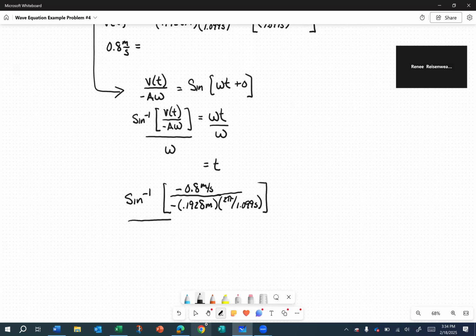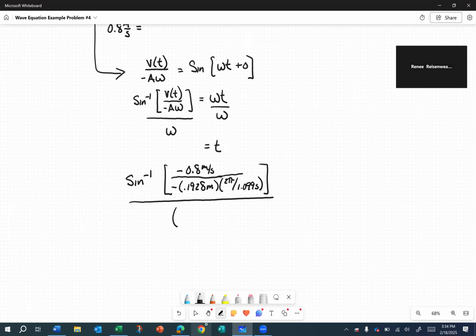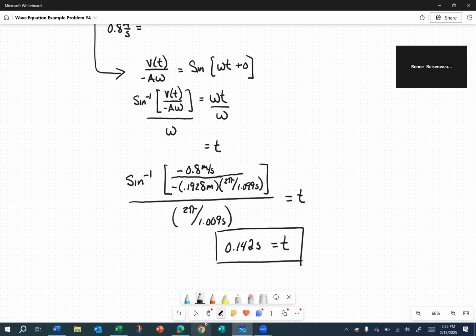After taking that inverse sine, you're then also going to divide by your omega again, which is 2 pi divided by 1.009 seconds. That's going to be your t. Now, I suggest you plug that into your calculator at different stages. Once you solve for all of that, you should get your time to be 0.142 seconds. That's how much time passes for the pendulum to reach that velocity.